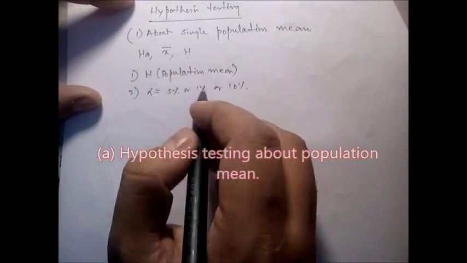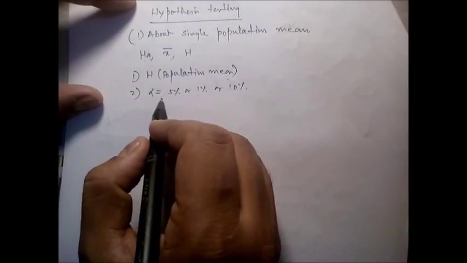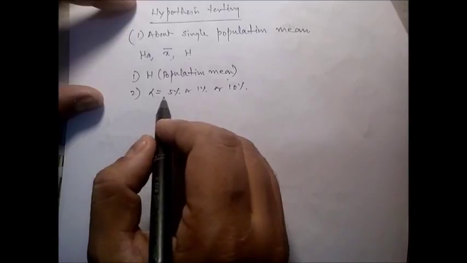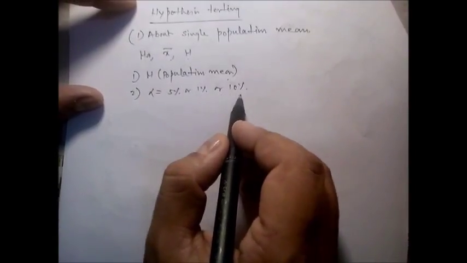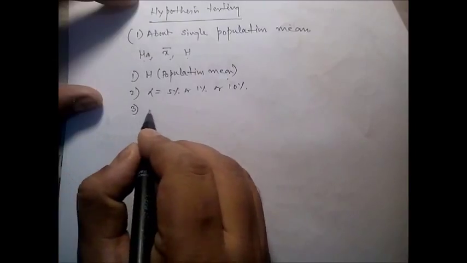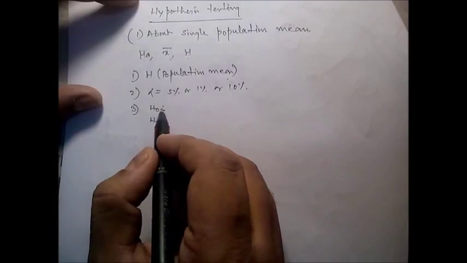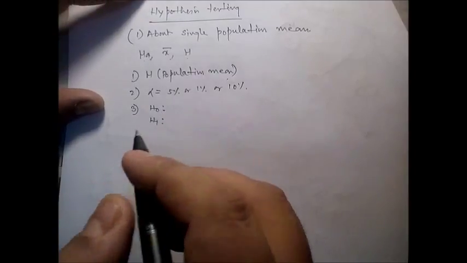So, the steps of hypothesis testing. First of all, you have to decide the level of significance: alpha is equal to 5% or 1% or 10% or anything. Next, we have to decide H0 and H1. H0 is the null hypothesis, H1 is the alternative hypothesis.